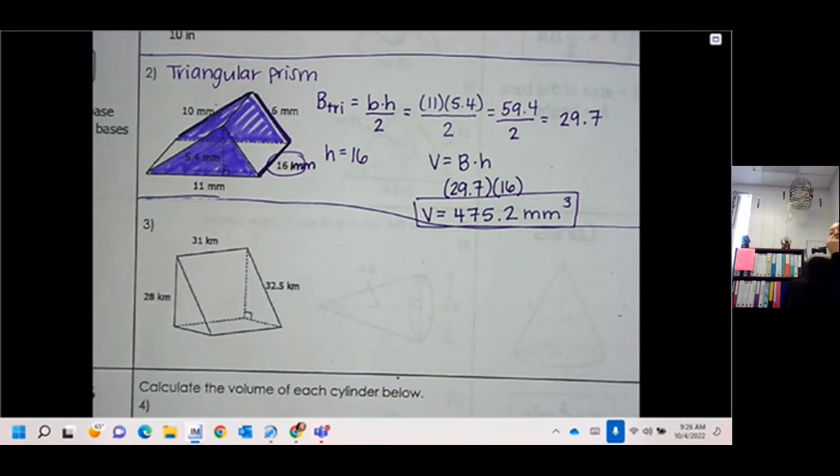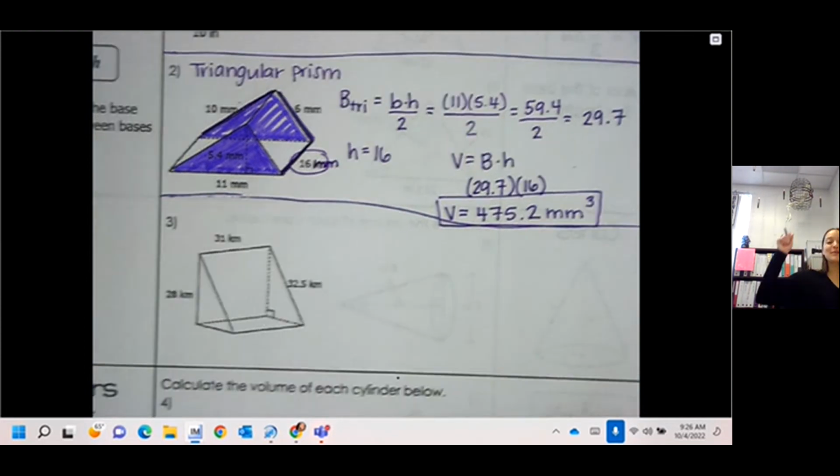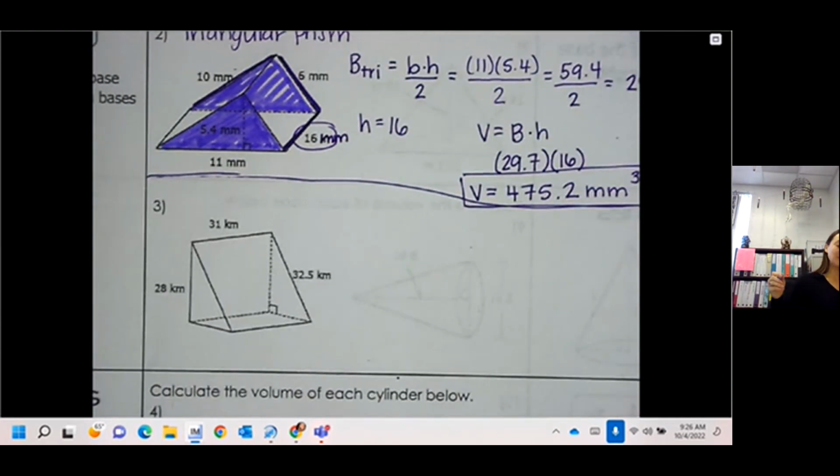Hooray! If you can get through number 3, you get through all of them. Okay. Number 3, what type of shape is number 3? Is this a triangular or a rectangular prism? It's rectangular. So, raise your hand if you think it's rectangular. Raise your hand if you think it's triangular. Oh, we're at like a 50-50.